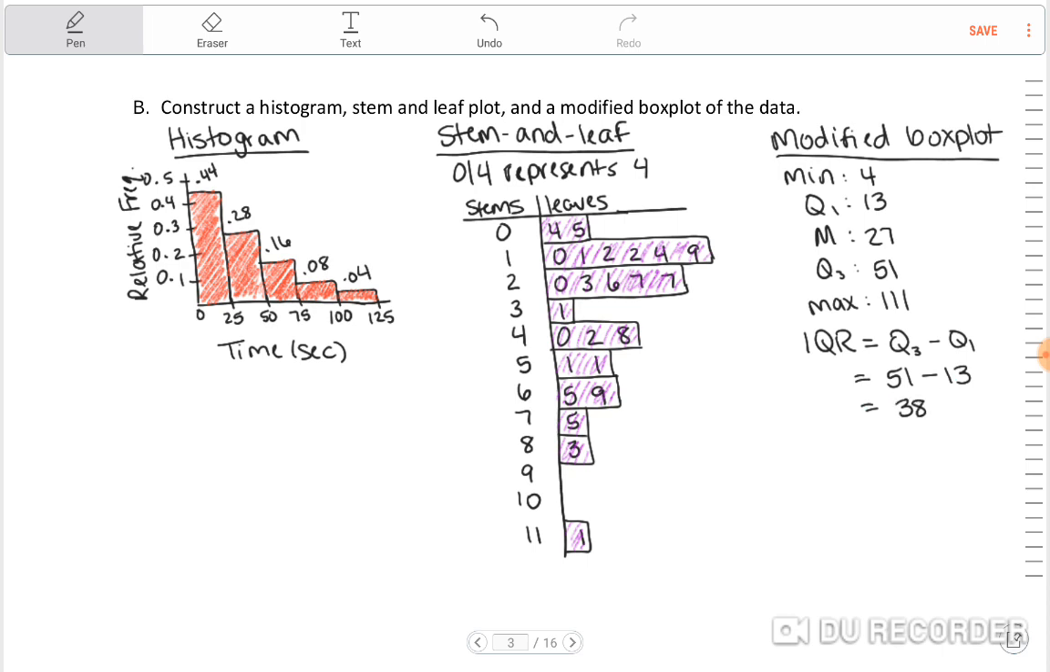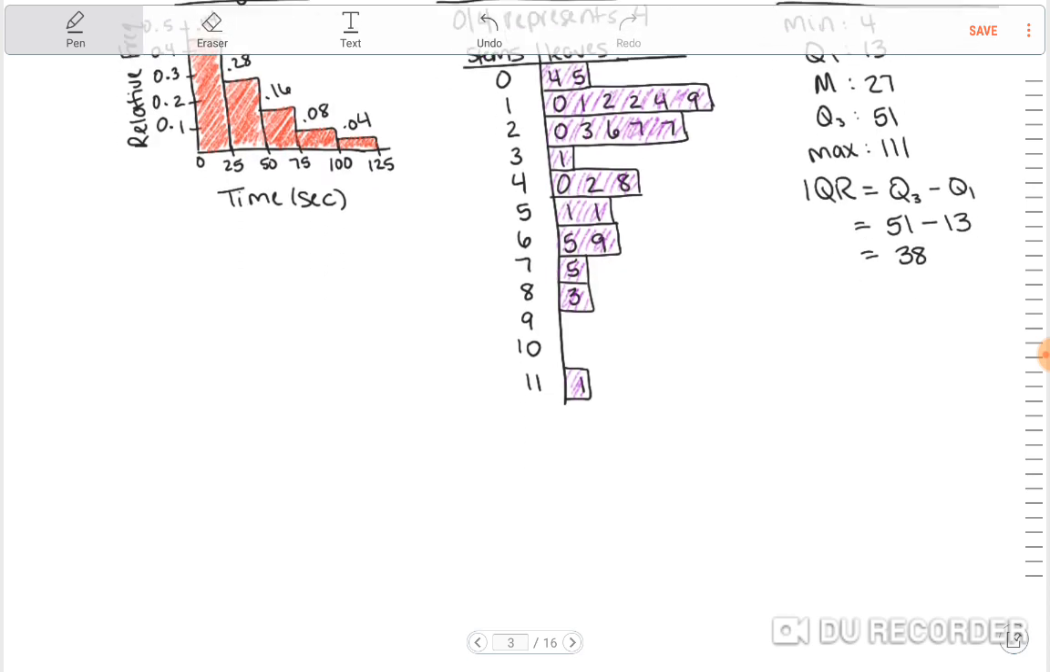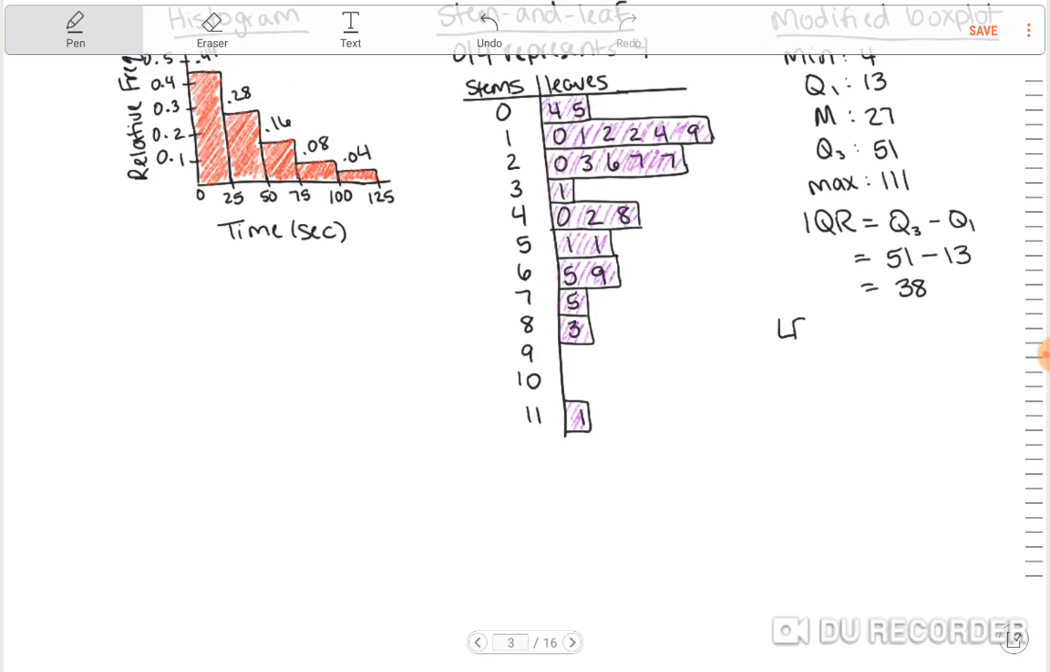Okay, now to find our lower fence and our upper fence, the lower fence is going to be Q1 minus 1.5 times the interquartile range. I'm going to leave it this way. I like it this way. Okay, so Q1 is 13 minus 1.5 times 38. I'm going to change this. Give me a second.